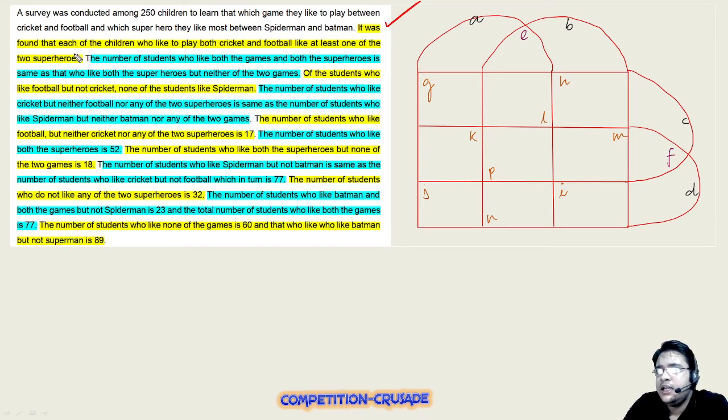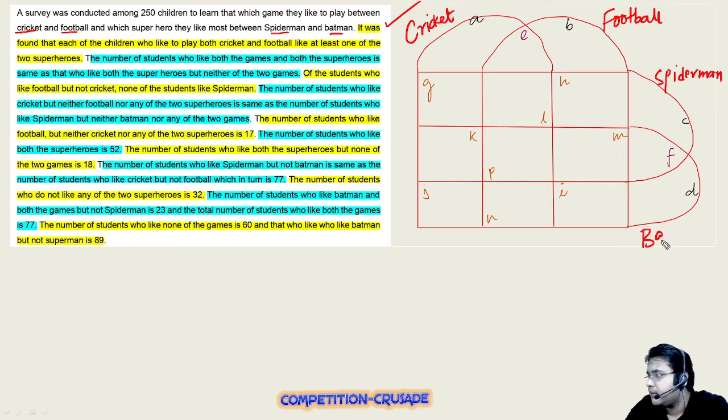It was found that each of the children who like to play. First of all, I need to see what the attributes are. So cricket, football, Spider-Man, Batman. Fine, I'll just write it down. Cricket, football, this one is Spider-Man, and this one is Batman.